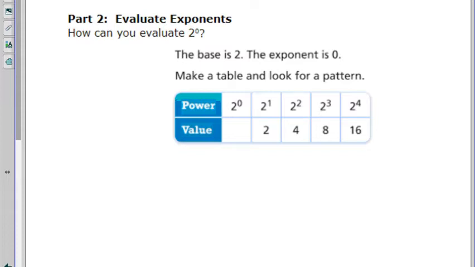Well, notice every time I go this direction, it's times 2. Times 2, because I'm multiplying by one more 2. So what times 2 is 2? Well, that's just 1. So that's showing you how that works out.